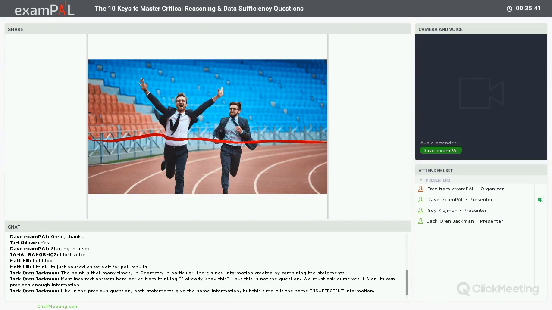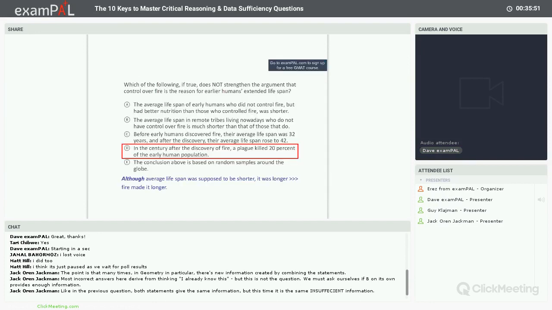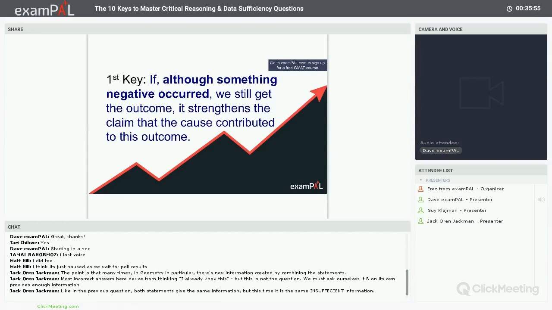But now imagine that you see the whole race from the beginning, and the guy on the right actually got a head start of 100 feet. So now you know for sure that the first guy is much faster. And this is what happened in our first key. If, although something negative occurred, we still get the outcome we wanted or needed, it strengthens the claim that the cause contributed to the outcome.